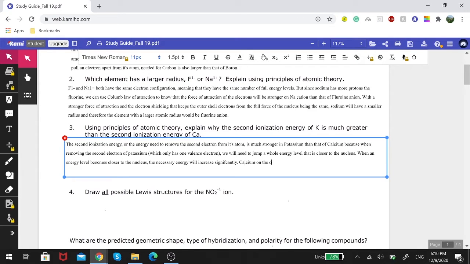Calcium, on the other hand, does not have to jump in energy level when its second electron is removed, as it has two valence electrons. Therefore, when compared with calcium, the second ionization energy of potassium will be much higher.